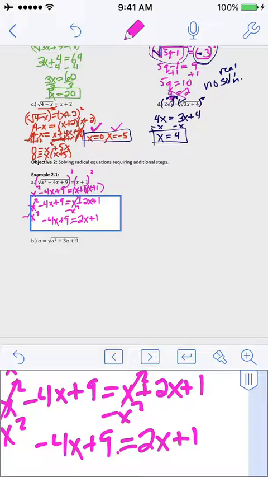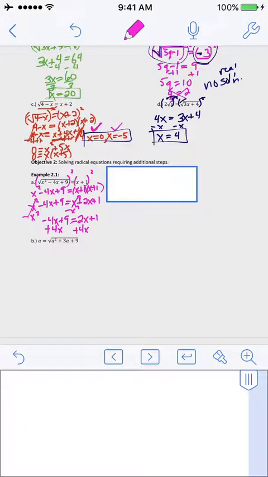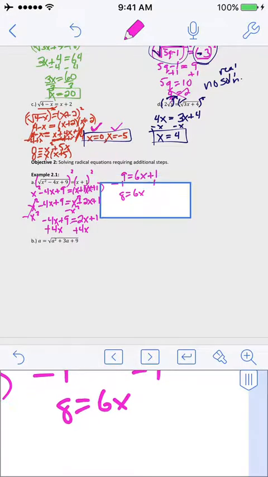Now it's just linear. That's nice. If you end up with a double quadratic, that's a gift, not a curse. Alright, so let's add 4x to both sides, because, you know, why not? I end up with 9 is equal to 6x plus 1. Subtract the 1. You end up with 8 is equal to 6x.